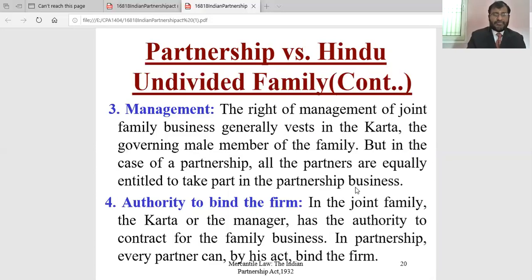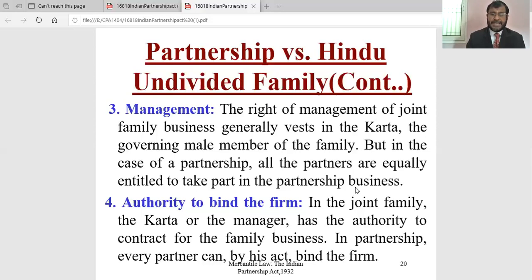Fourth parameter, we will see authority to bind the firm. In a joint family, karta or manager. Karta and manager are not the same. Karta is not a manager, ideally speaking. But we will consider him as the man who controls or does all the job on behalf of the others. He is known as karta, with authority to contract for the family business.